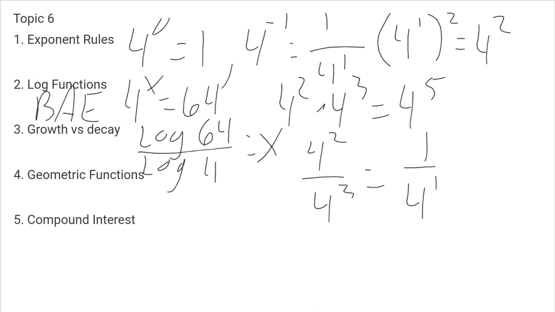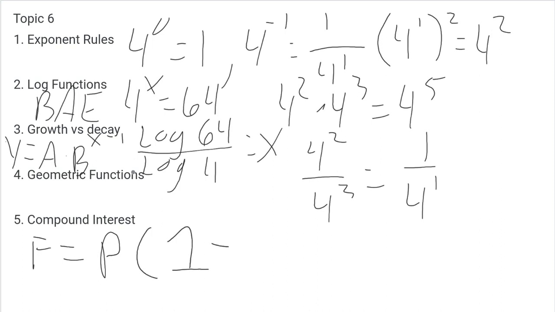Growth and decay was our a times b to the x minus 1. Growth was when b was bigger than 1. Decay was when it was less than 1. And then we could do our geometric functions using this as our equation. And then compound interest was our final amount was our principal times 100% plus the rate divided by number of times a year, to the power of number of times a year times how many years.